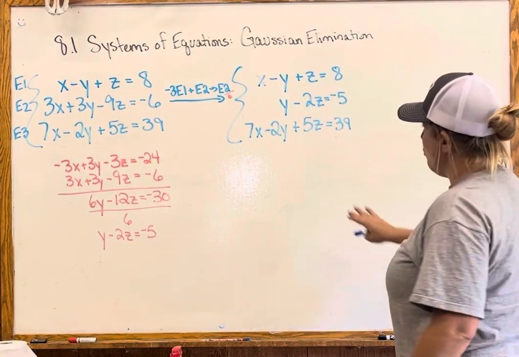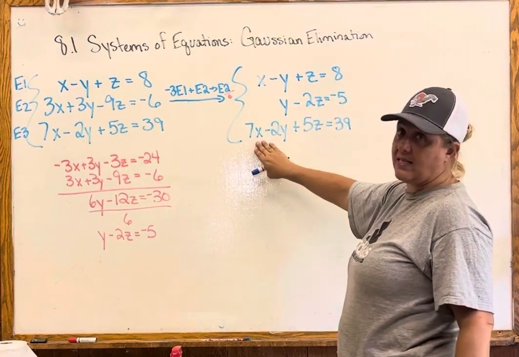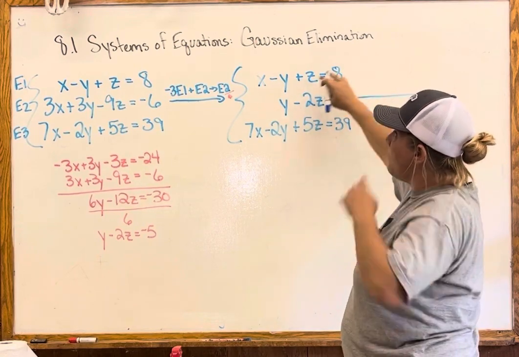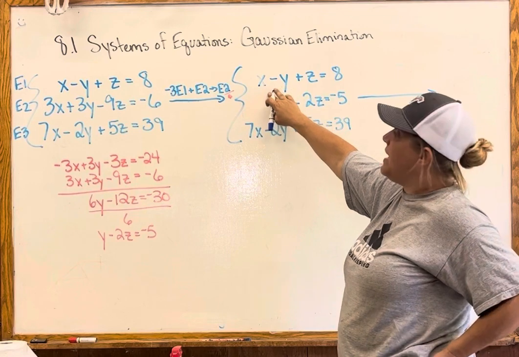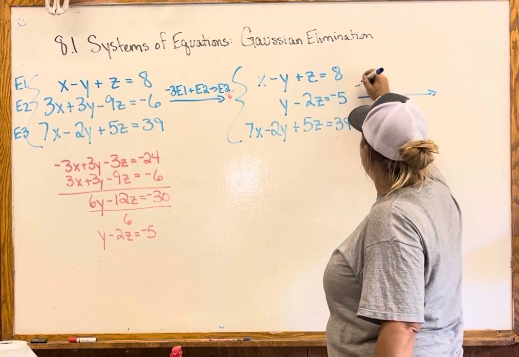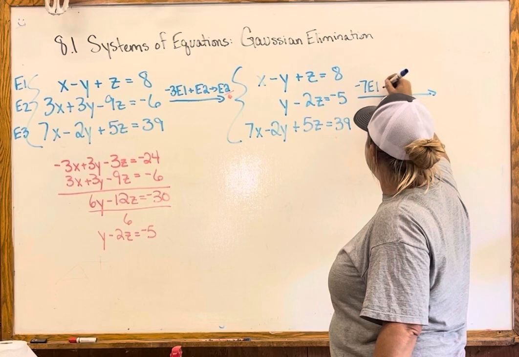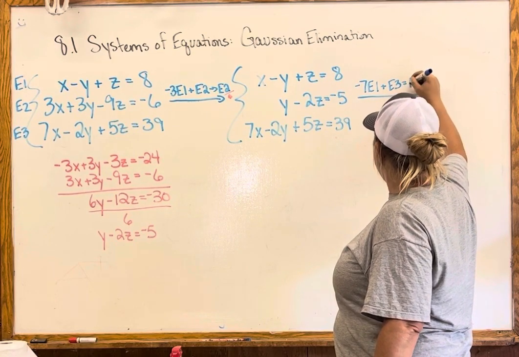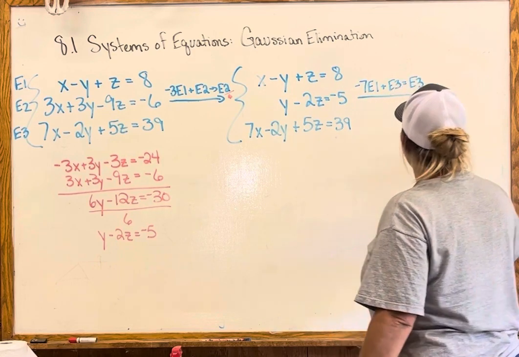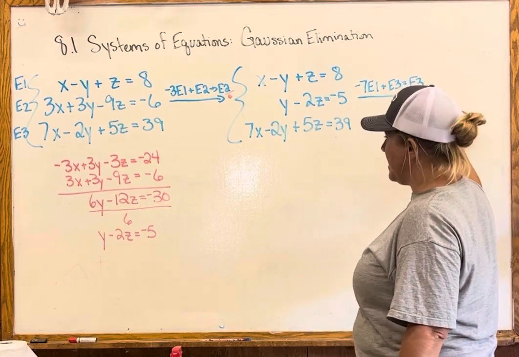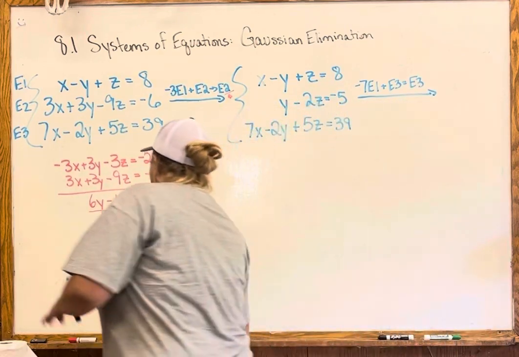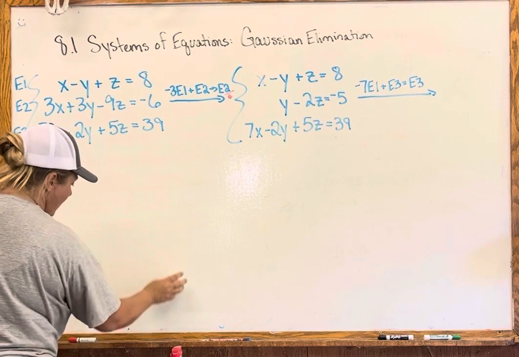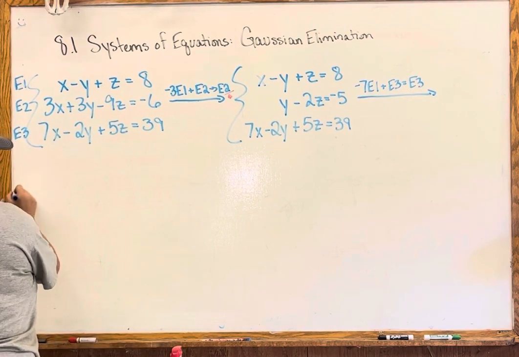All right, so we got rid of this x here. Now we need to get rid of this x. So this time, we're going to use the top and the bottom, but we need to multiply the top guy by negative 7. So we're going to go negative 7 E1 plus E3 is going to equal our new E3. And I didn't leave myself a lot of space there. So hopefully you have that written down so we can erase our work, and I'll have to come down here. We'll use our little arrow.